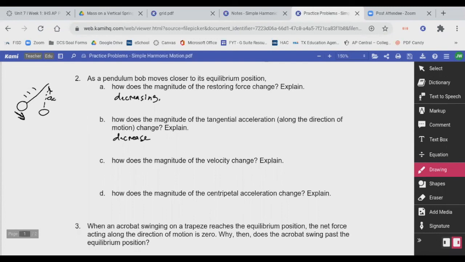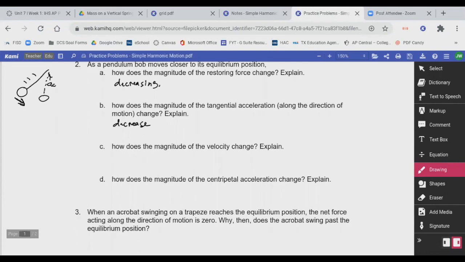How does the magnitude of velocity change? It increases. Absolutely increases. So here I wrote velocity is at its maximum as the pendulum bob moves through the equilibrium point. These are all things that we've talked about. It's just putting terminology and definitions into questions and answers. How does the magnitude of the centripetal acceleration change?